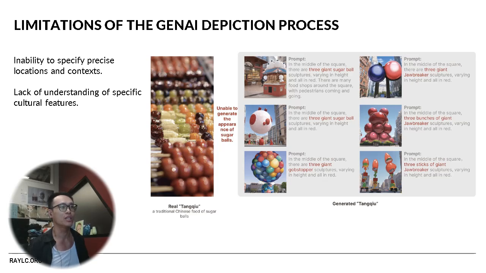For example, in this case, the participant wanted to put tanghulu. This is a kind of sugar ball treat. When they wanted to generate this in the marketplace, the generative AI would give completely unrelated balloon-type stuff that's basically wrong.